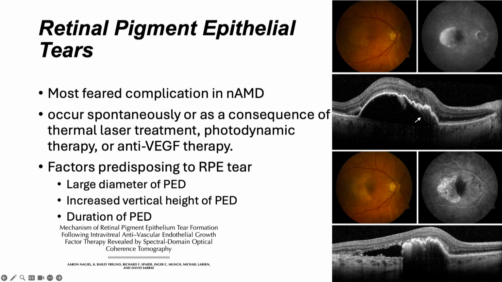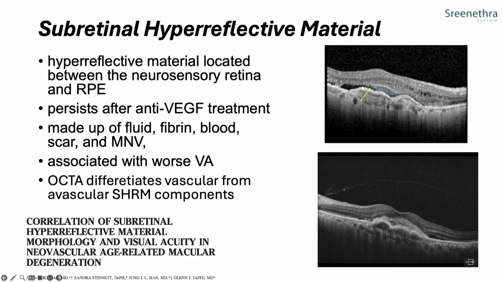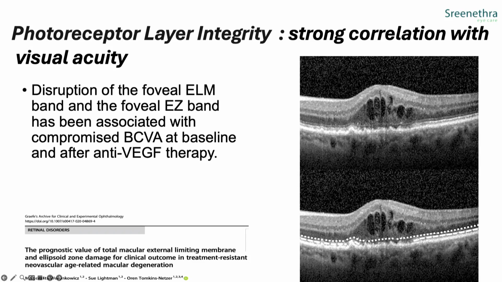Coming to RPE tears, these are the most feared complications in neovascular AMD, which can happen either spontaneously or even as a result of treatment. And the factors which predispose are the large diameter of the PED, the increased vertical height, and the duration of the PED. Subretinal hyperreflective material, or the SHRM, is the hyperreflective material that you see between the neurosensory retina and the RPE, and it persists even after the anti-VEGF treatment. OCTA would help us differentiate the vascular and the avascular components of the SHRM.